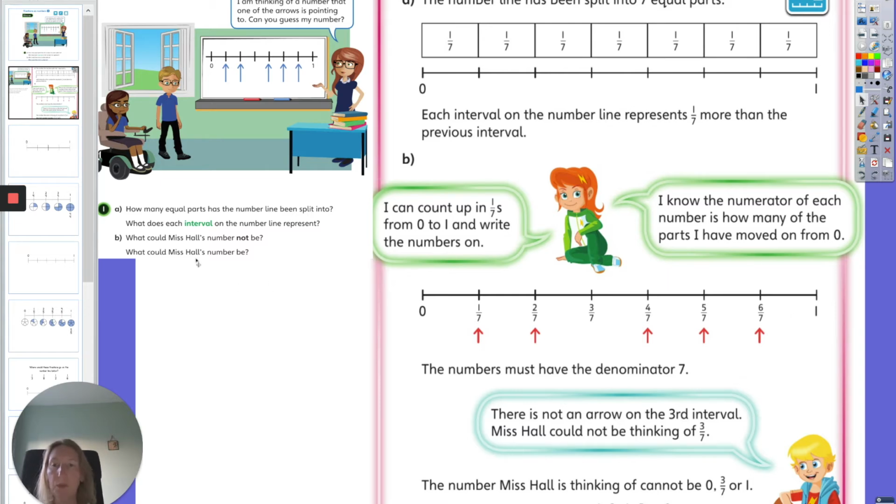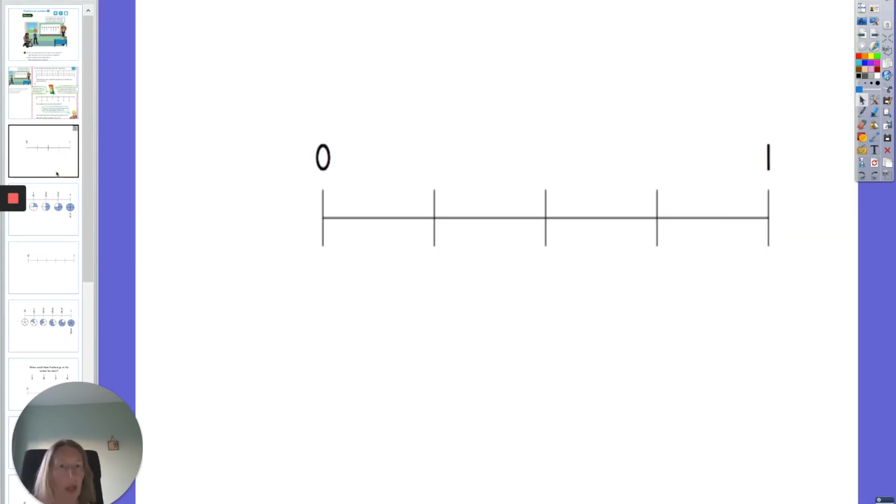So what I'm going to do now is show you a couple of examples of plotting fractions on the number line. So what you should be able to see is a blank number line, apart from the 0 and the 1. So what I'd like you to do is try and work out what the line has been broken up into. What are the intervals? What do they represent? And how would you draw that? Sounds more complicated than it actually is.